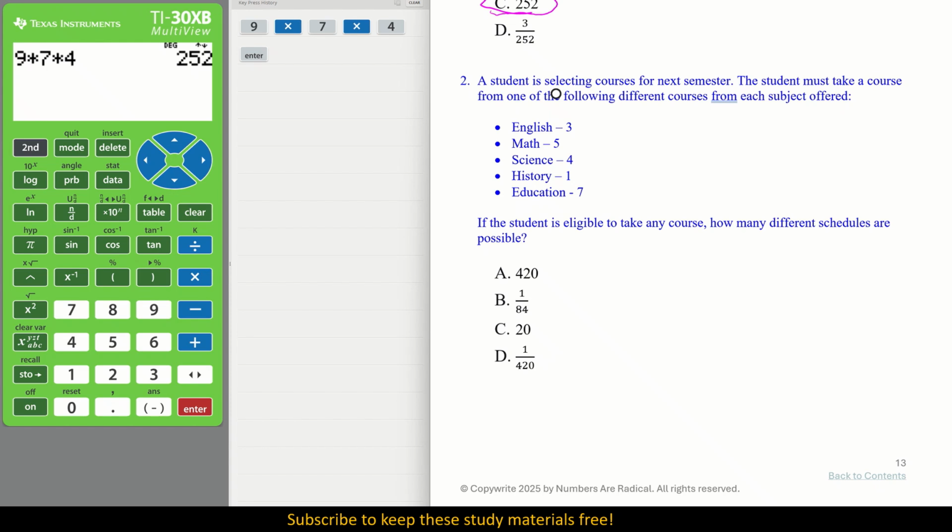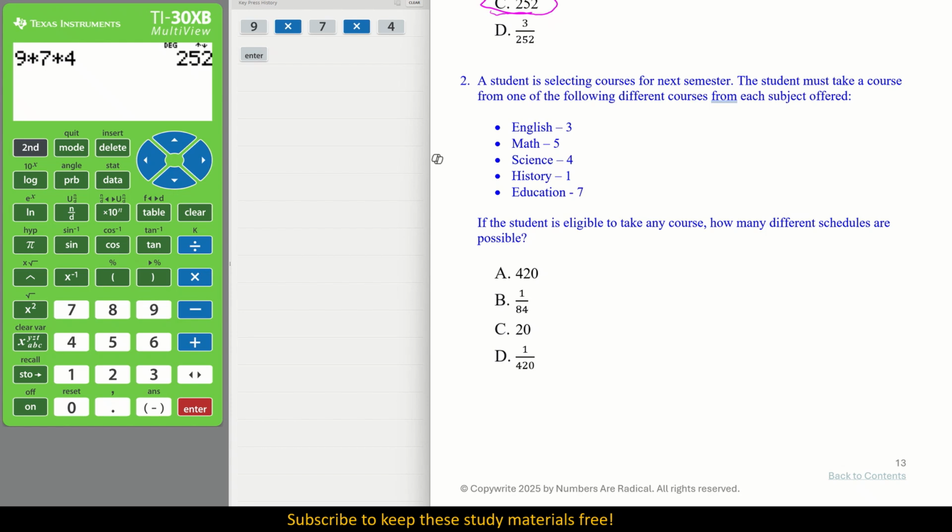A student is selecting courses for next semester. The student must take a course from one of the following different courses, or rather, categories from each subject offered. So you have to take one of each. Well, that is 5 categories and one from each. That just means that you're multiplying all of those possibilities together, because the question says if the student is eligible to take any course, how many different schedules are possible?